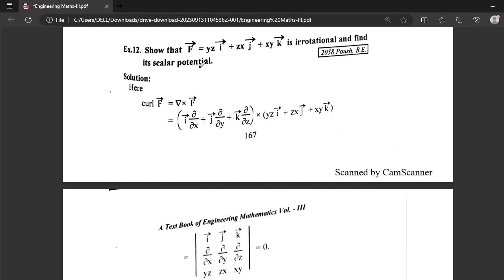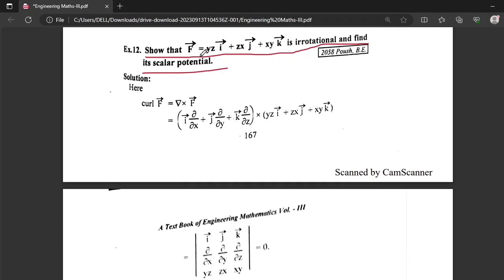In this video, I'm going to discuss question number 12 of line integral. The question is: show that the vector F equals yz i plus zx j plus xy k is irrotational and find its scalar potential. This was asked in IOE TU 2058 Post in BE Civil, Computer, IT and BSc and more.